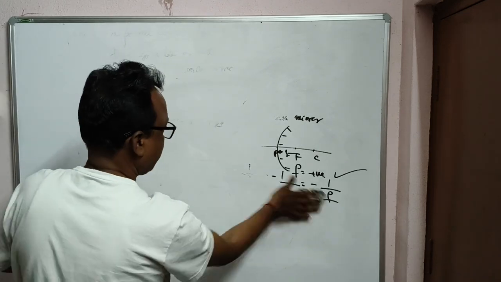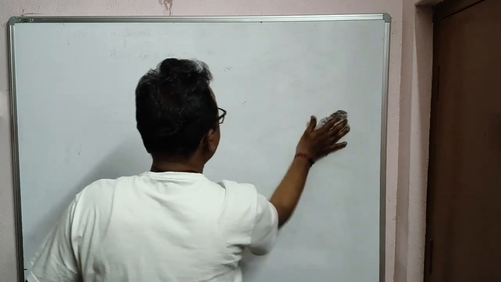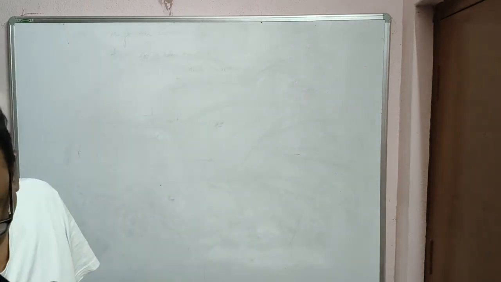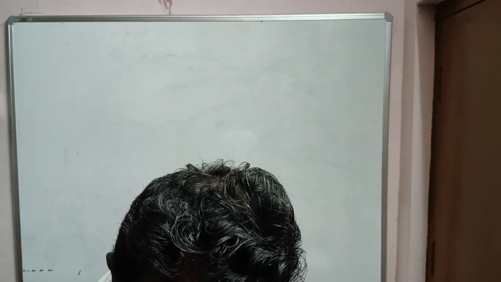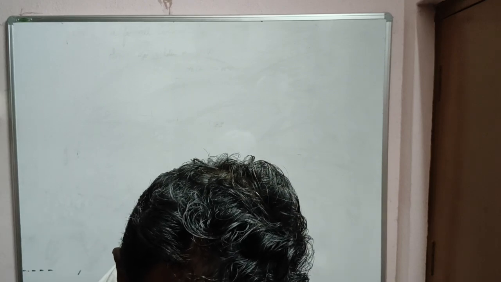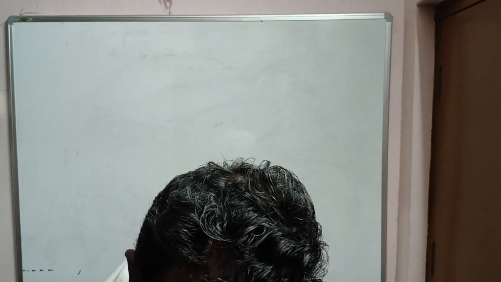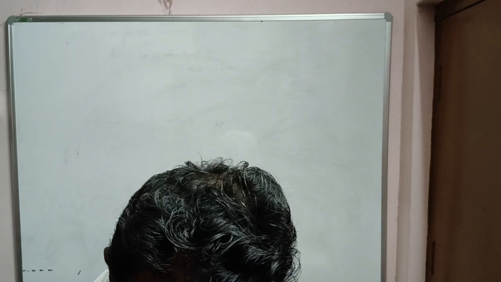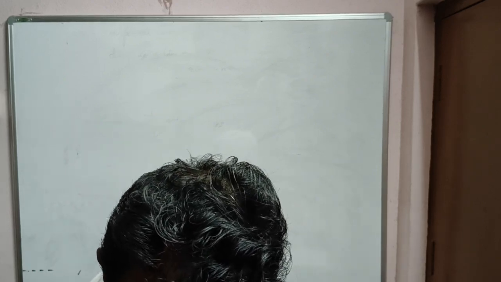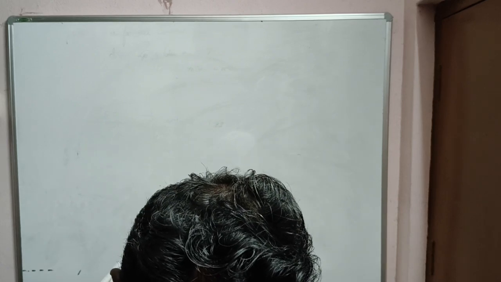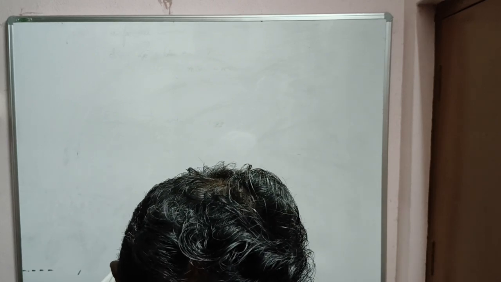Clear? Right. Now, we have almost come to the end of this chapter. We have given the formula for power also, and lenses are also discussed. Okay? Now, I will be starting the numericals in the light chapter. That is the last part of the story. Okay? Shall we start? Right.